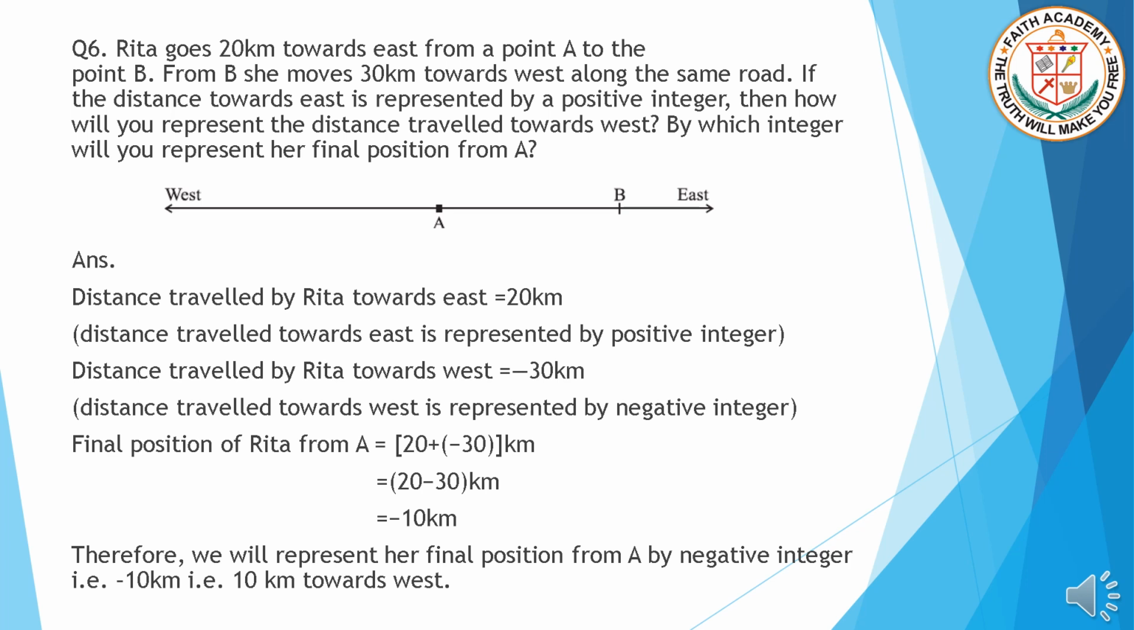negative becomes negative. 20 minus 30, whenever two different signs come together, we always subtract the numbers and keep the sign of the bigger number. So here in this case 30 is the bigger number, and so we will put the sign of negative here and we subtract 30 and 20, we get it as 10 km. So it comes out to be negative 10 km. Therefore, her final position at A is negative 10 km. That means 10 km towards the west.